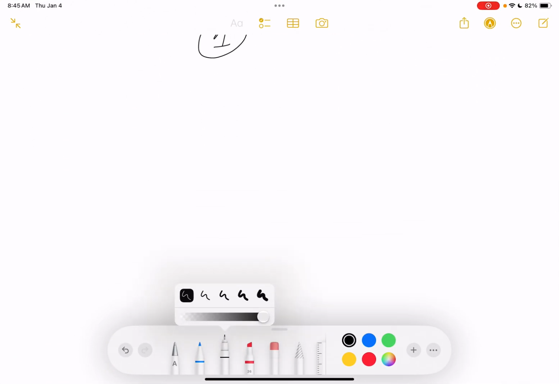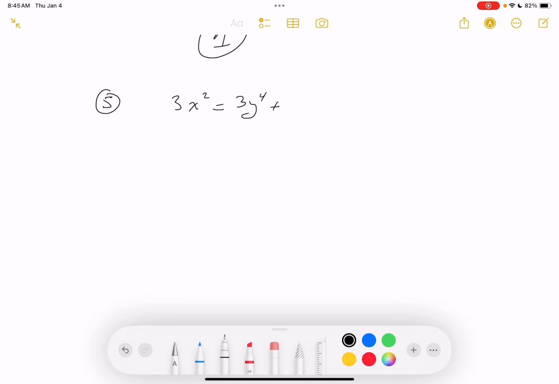And the way to do it is I'm going to kind of visualize it first. So what do you see? It's number 5. 5 is, let's see, 3x squared is equal to 3y to the 4th power plus 2013.